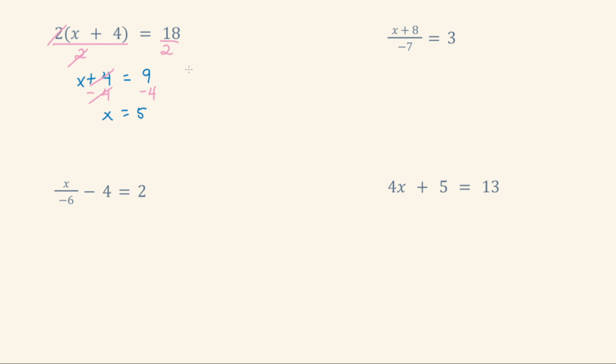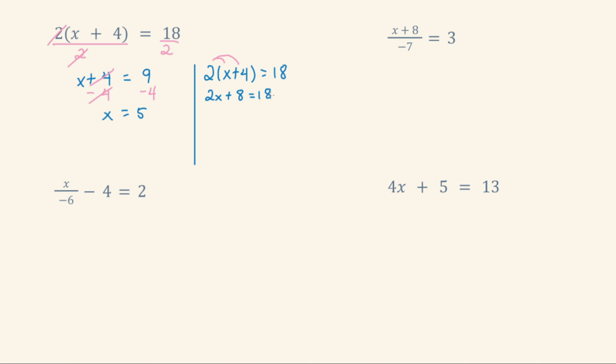But another way you could do this question, if you remember from your algebraic equations chapter, is to rewrite the question. We've got 2 times x plus 4 is equal to 18, okay? If you really wanted to, you could distribute this 2 to the sum, and all you're going to get is 2x plus 8 is equal to 18, okay?